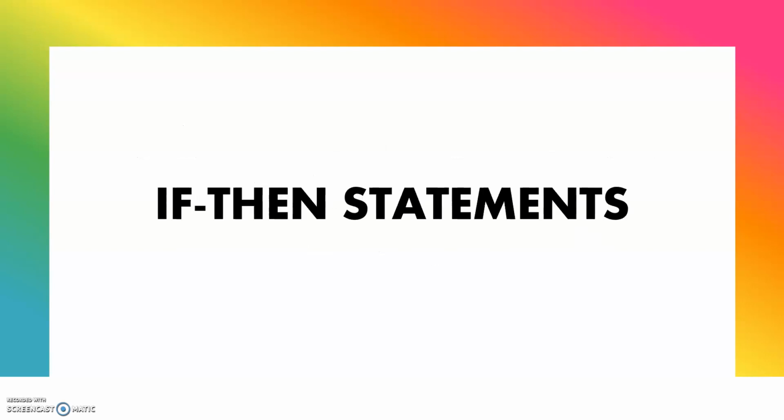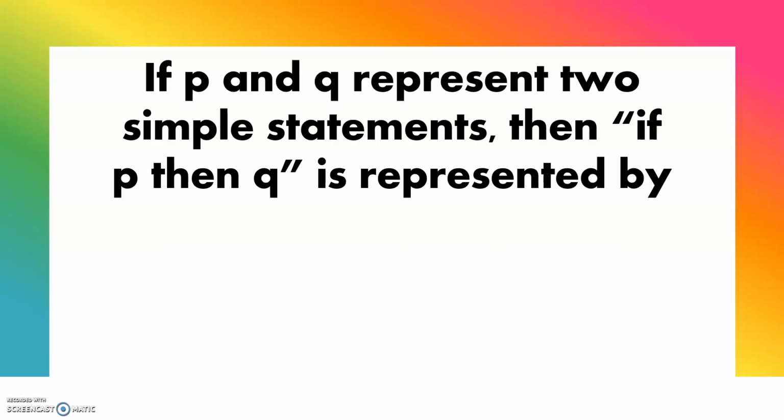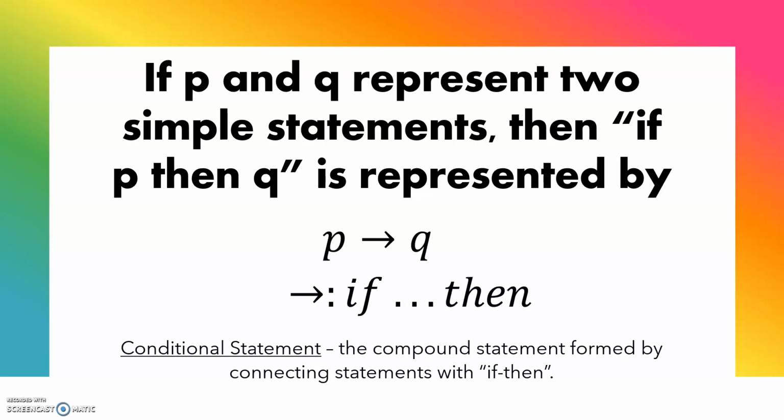All right, next is if-then statements. So this time, say you have two simple statements, P and Q, but this time you want to take the phrase, if P, then Q, and you want to represent it with symbols. So the way you will represent it with symbols is P with this arrow and then Q. So this means if P, then Q. So that arrow means if, then. And I put dots because there's going to be a statement that comes after the if, and then there'll be a statement that comes after the then. This is called a conditional statement. That's the compound statement that's formed by connecting the words if, then.